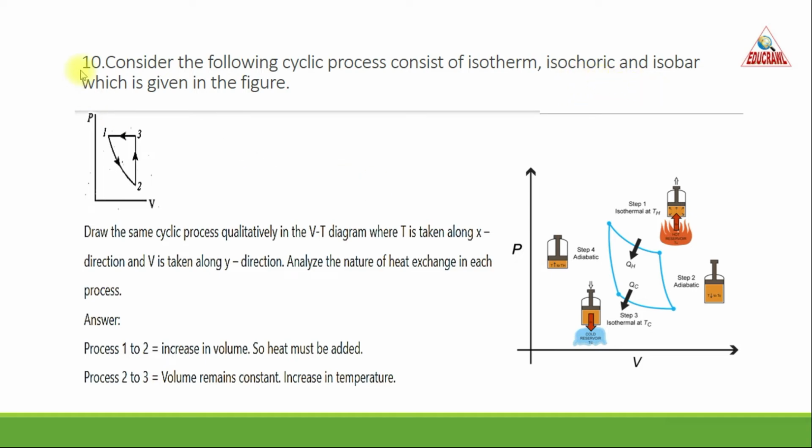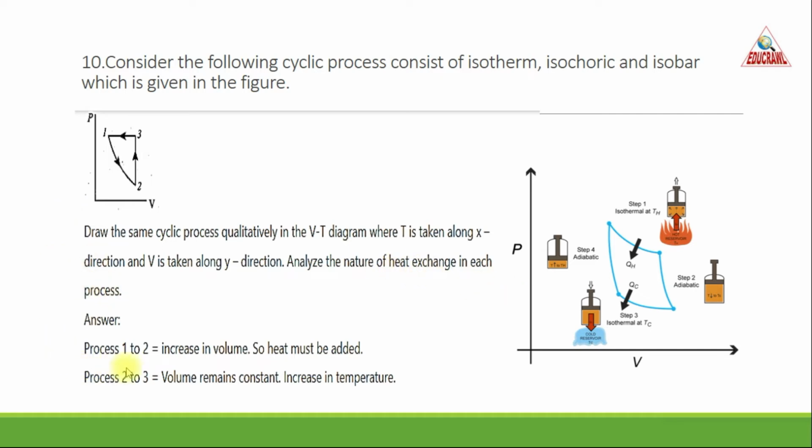Now the 10th problem. Consider the following cyclic process which consists of isotherm, isochoric and isobaric process which is given in the figure. Draw the same cyclic process qualitatively in the VT diagram where T is taken along x-axis and V is taken along y-axis and analyze the nature of heat exchange in each process.